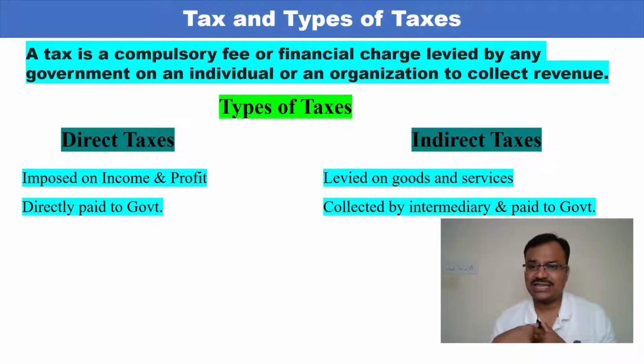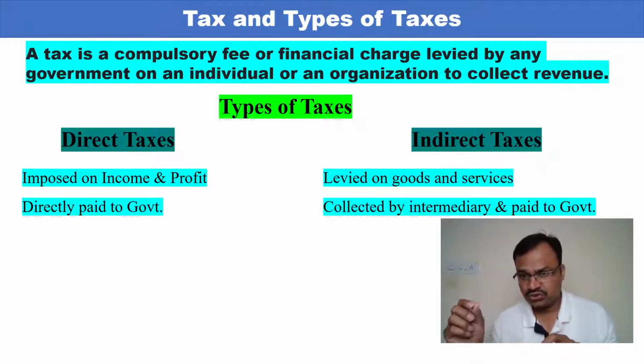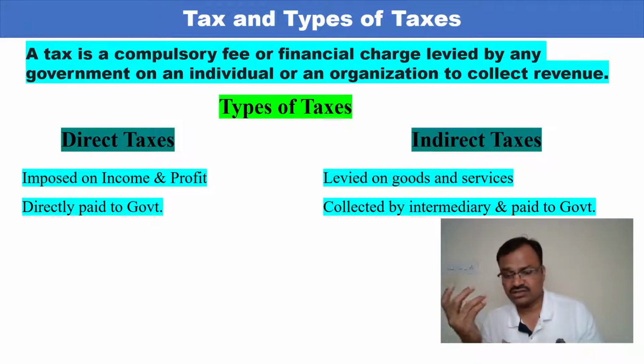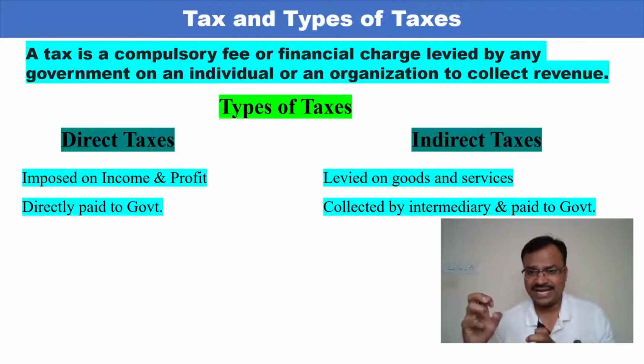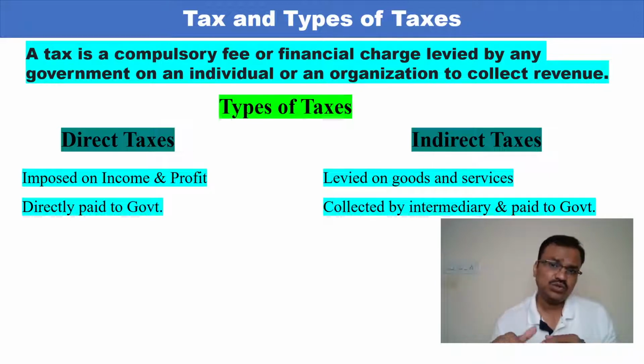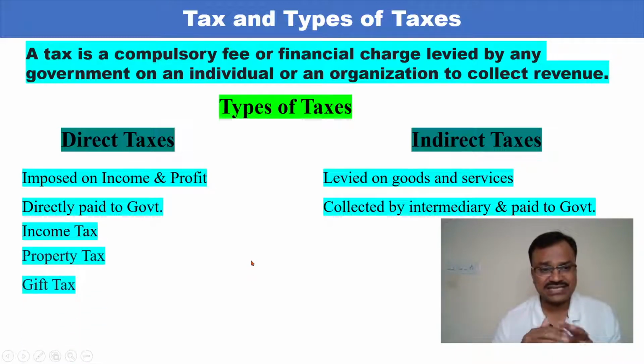Same thing is with services. If you go to the hotel and you order food, and if there is a GST on those foods, you have to pay that GST to that hotelier, and then that hotelier will pay that GST to the government, right? So basically indirect taxes are collected by intermediaries like traders and service providers, and then those taxes are paid to the government, right? Income tax, property tax, gift tax, these are the examples of direct taxes.